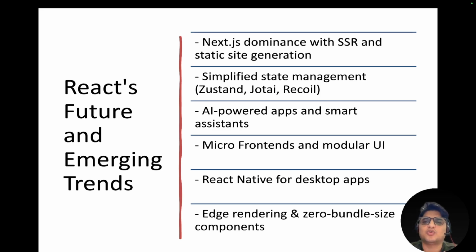Instead of keeping the whole backend in one place, we can keep the backend at CDNs, and we can use those CDNs for the backend response. So this is edge rendering, meaning we have the backend at the nearest position, where we get a faster response. And because of Next.js, I can say there is zero bundle size, because everything is rendered on the server side, so we don't need to bundle everything on the client side. So we can call them zero bundle size components. So these are the React features and emerging trends in your future.